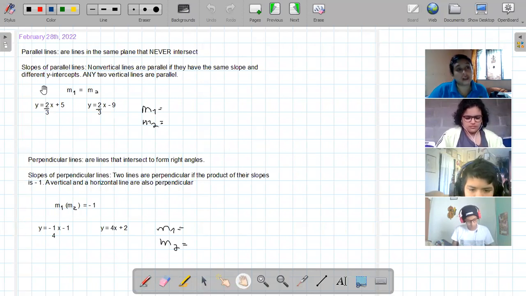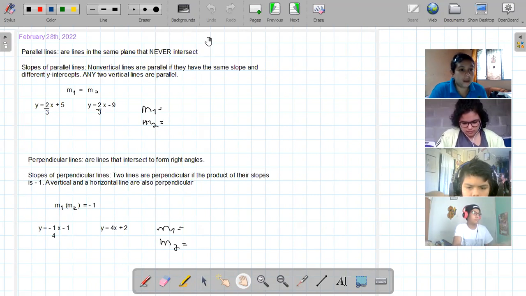And today, as usual, you need to leave an empty space for the topic's name, and then at the very right corner of your page, the date. So we're going to start with definitions like we usually do.